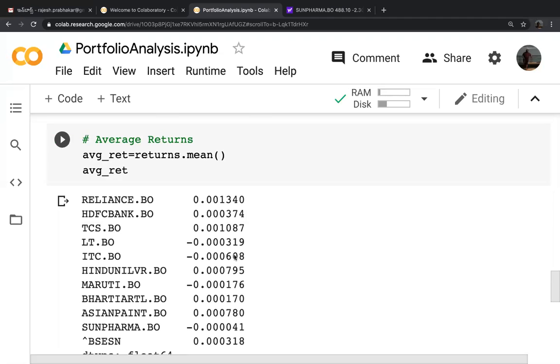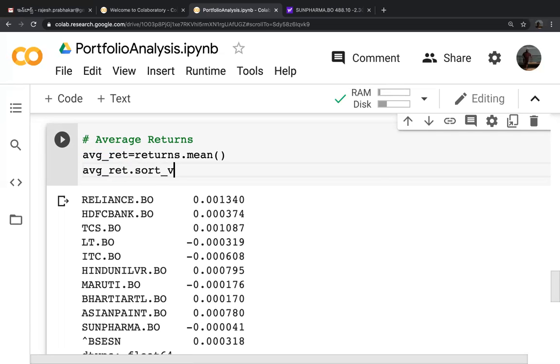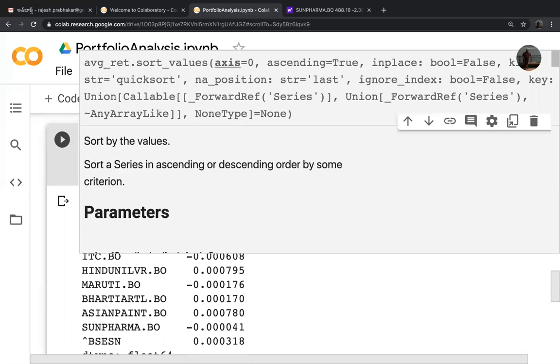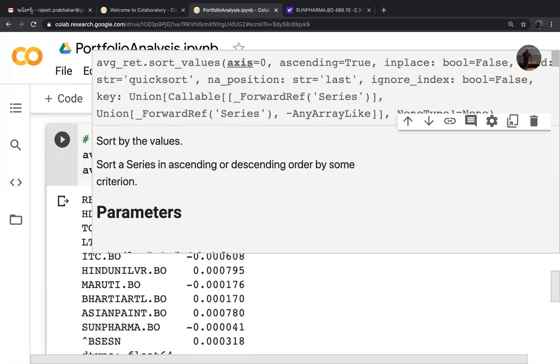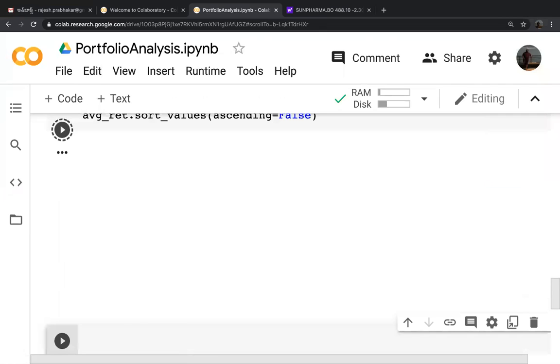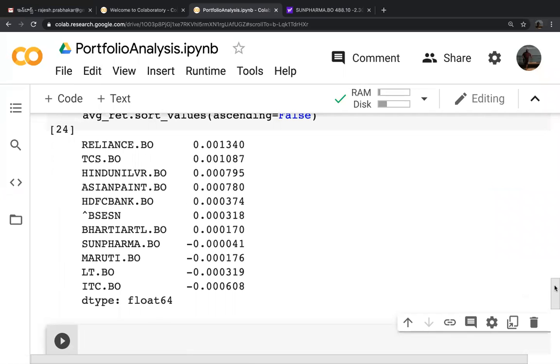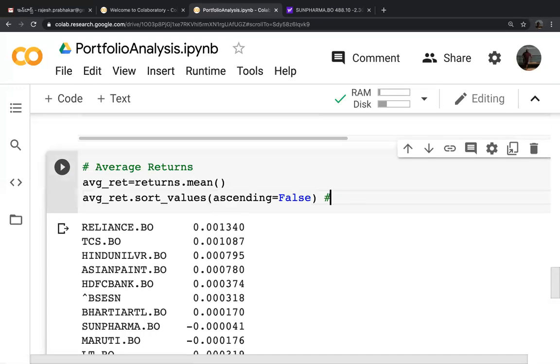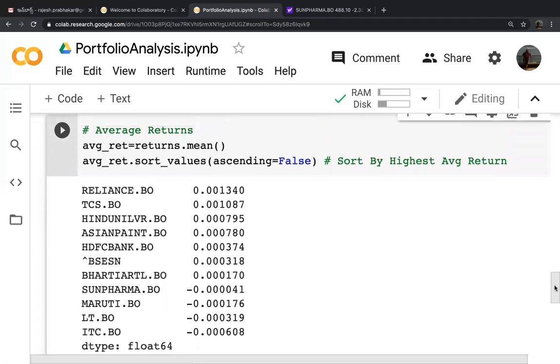If you want them based on sorting level, you can use sort also. average.sort_values(ascending=False). So we are sorting by highest return. Which company has given the highest average return in the last 3 years is Reliance, followed by TCS, followed by Hindustan Unilever, then Asian Paints, HDFC Bank, BSE Sensex, and then Airtel, Sun Pharma, Maruti, LT and ITC.